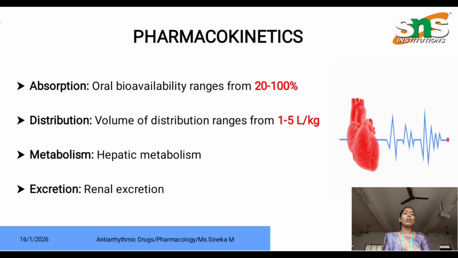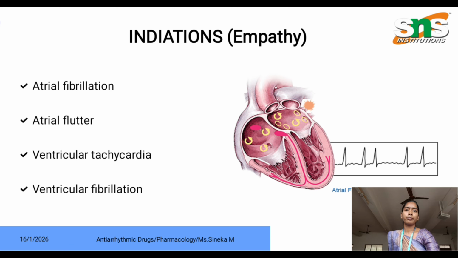Pharmacokinetics: absorption, oral bioavailability ranges from 20 to 100%. Distribution, volume of distribution ranges from 1 to 5 liters per kg. Hepatic metabolism will occur, and excretion is renal. By the kidney, the waste materials will be excreted.